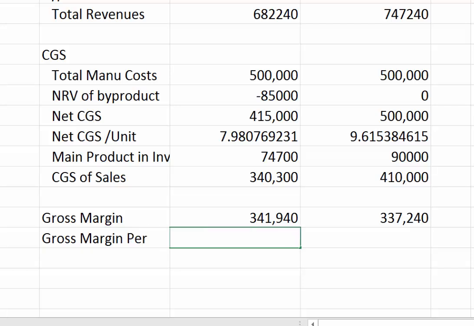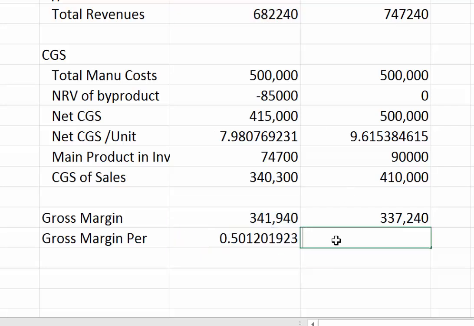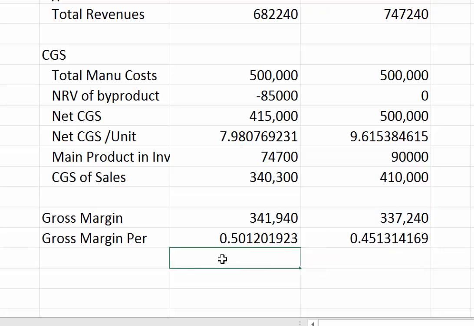In this case, it's going to be the gross margin divided by the total sales revenue, which is right here. And for this one, it's going to be this gross margin divided by total sales right here. So we have a 50% and 45%.